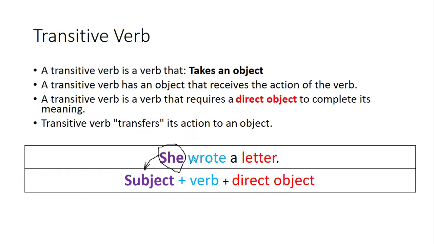She wrote. What action she is doing? She's writing, right? She wrote. So wrote is our verb. It's our transitive verb. Why it is our transitive verb? Because this action, this transfer is done to our object, and our direct object is letter. Hopefully, you understood what is the meaning of transitive verb.